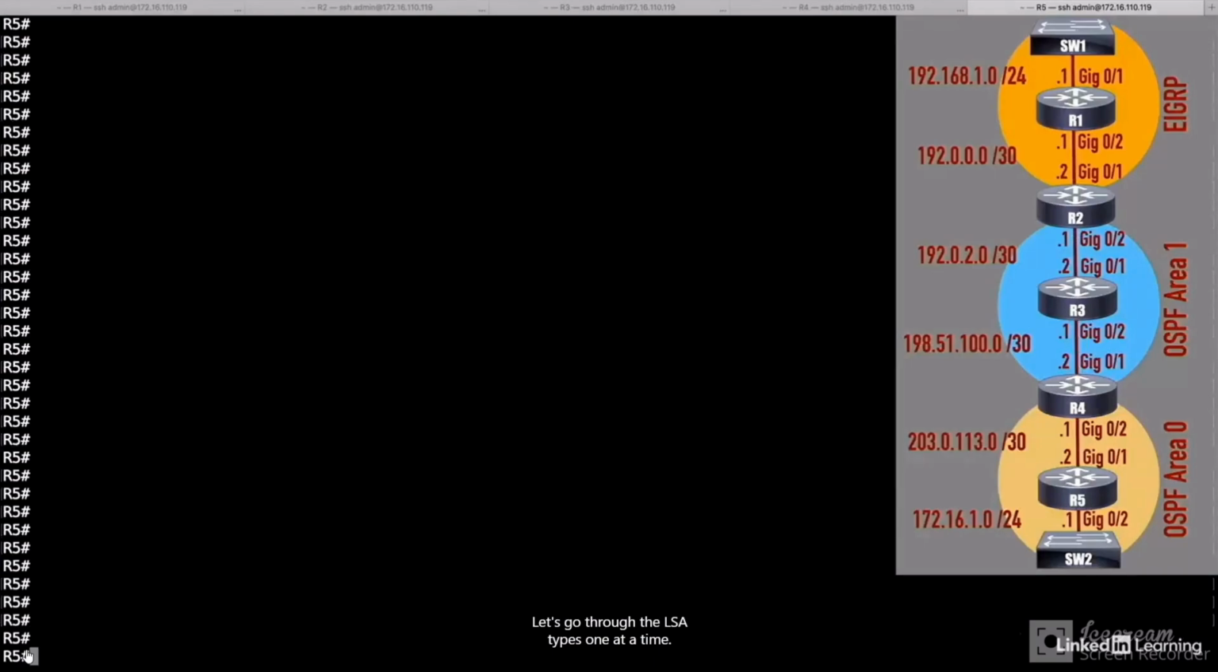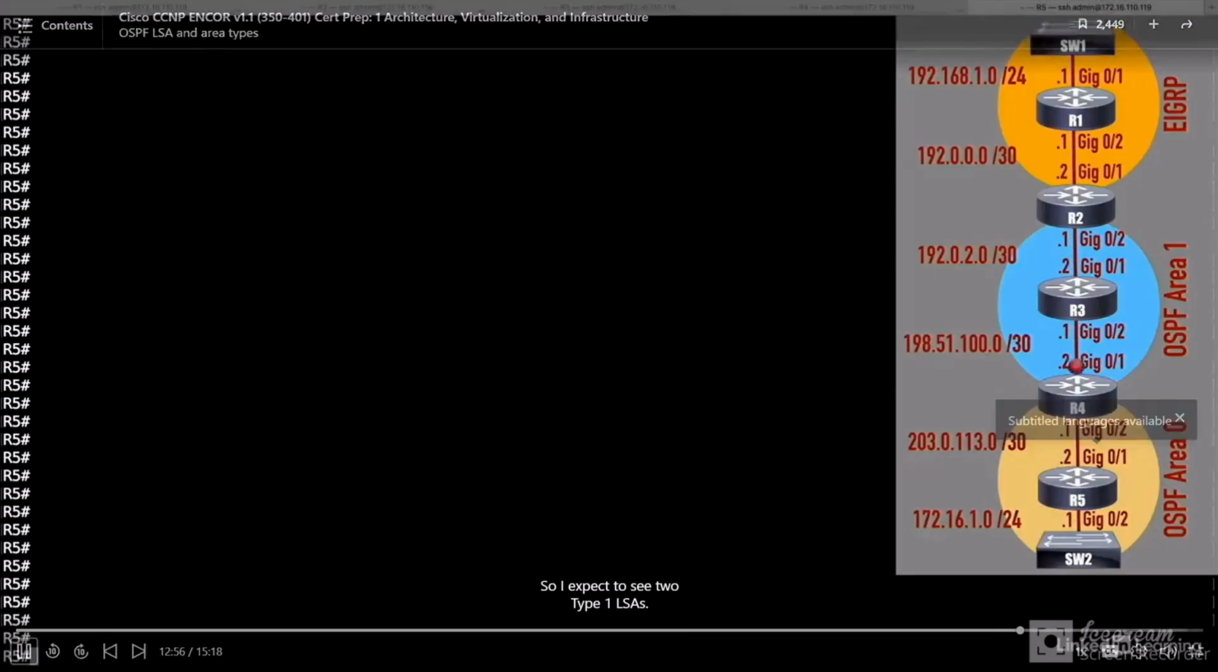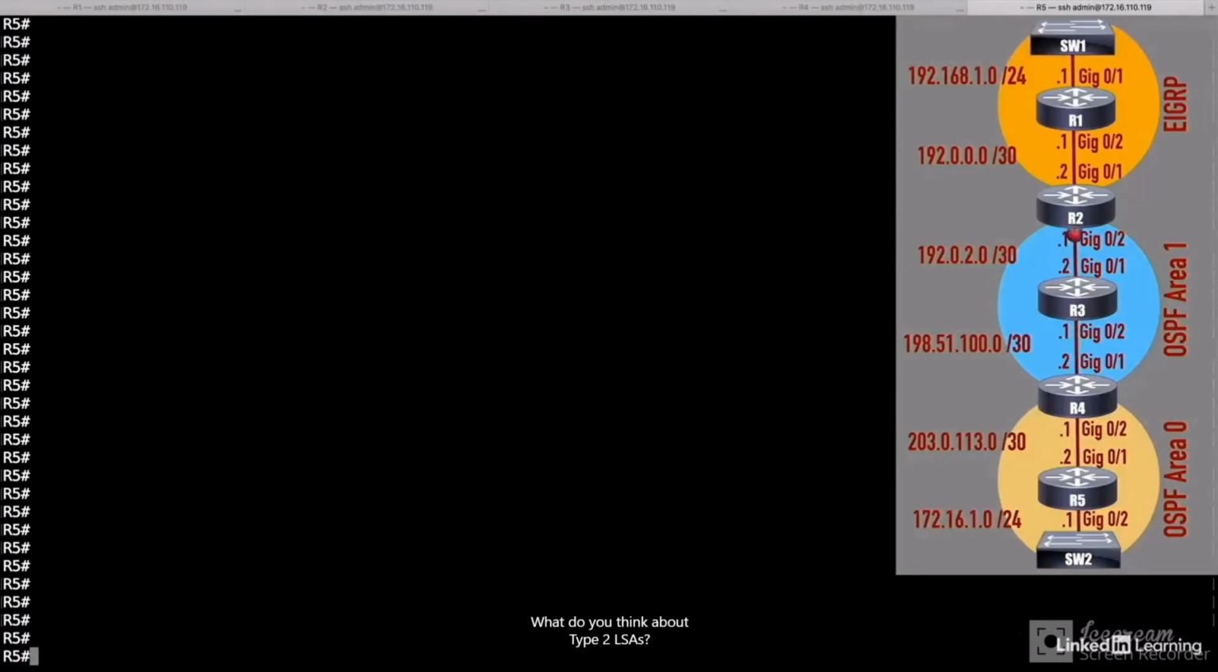Let's go through the LSA types one at a time. First of all, how many type 1 LSAs are we going to have, those router LSAs? Well, in Area 0, there are only two segments. The segment between R4 and R5 and the segment hanging off of R5. So I expect to see two type 1 LSAs. What do you think about type 2 LSAs? Well, to be a type 2 LSA, you had to be a transit network, so R4 to R5 would qualify, and R5 out to that switch SW2 would not qualify. Even though DRs would be elected on both segments, there are two criteria. It has to be a transit link, and it has to be a link on which a DR would be elected. So I'm expecting we'll see one type 2 LSA.